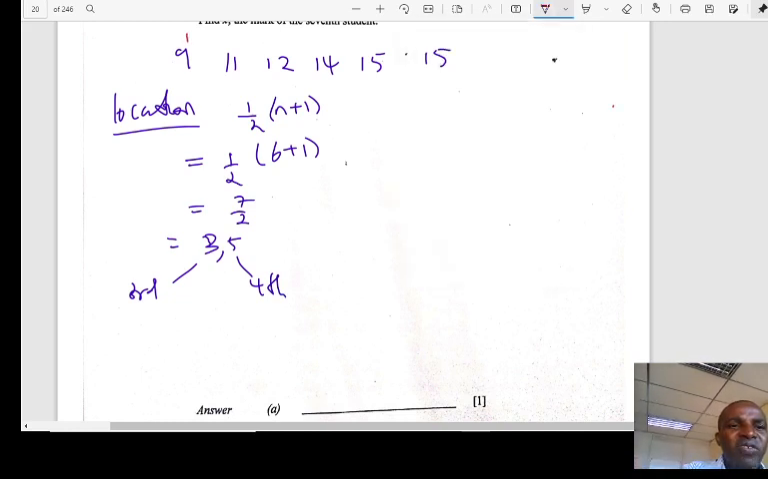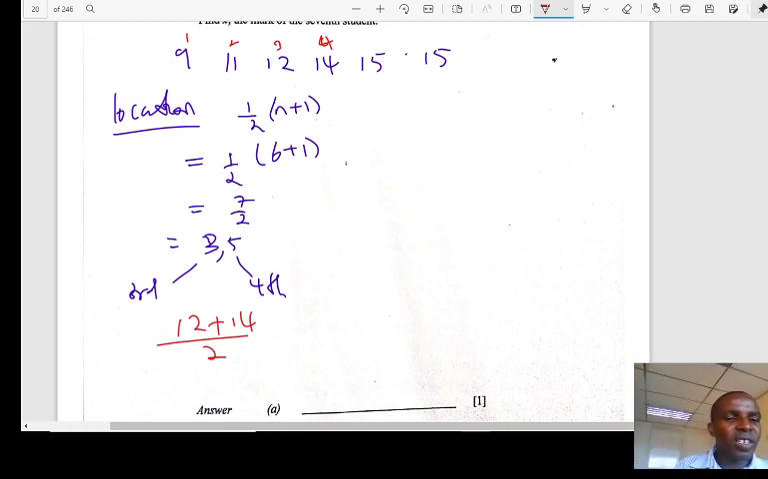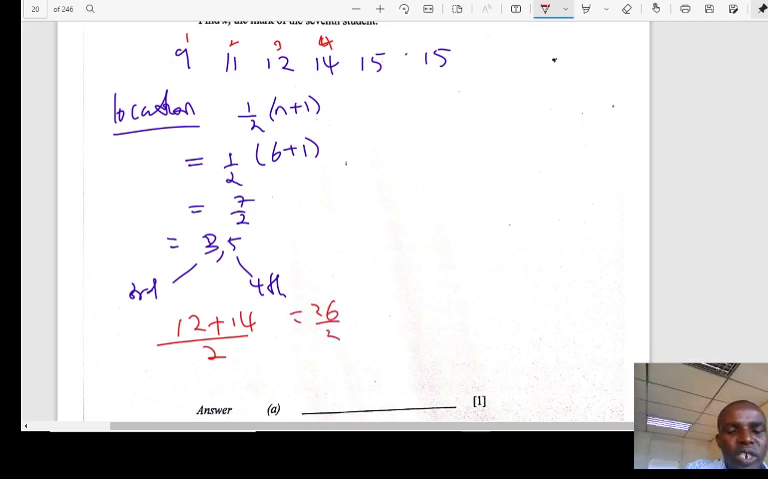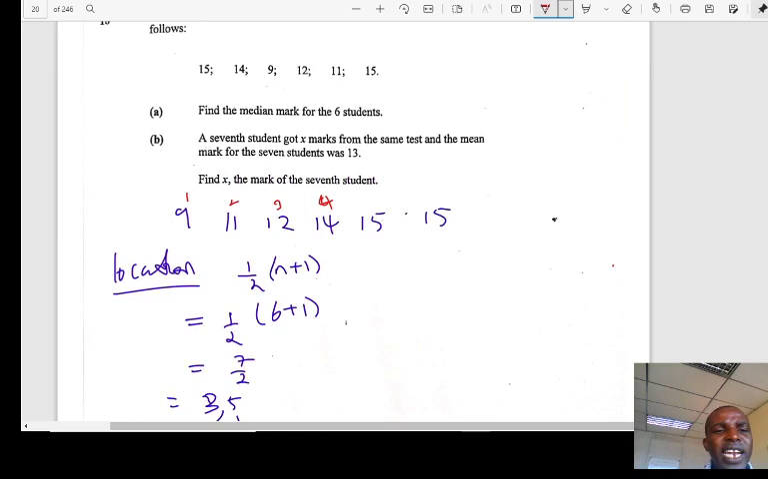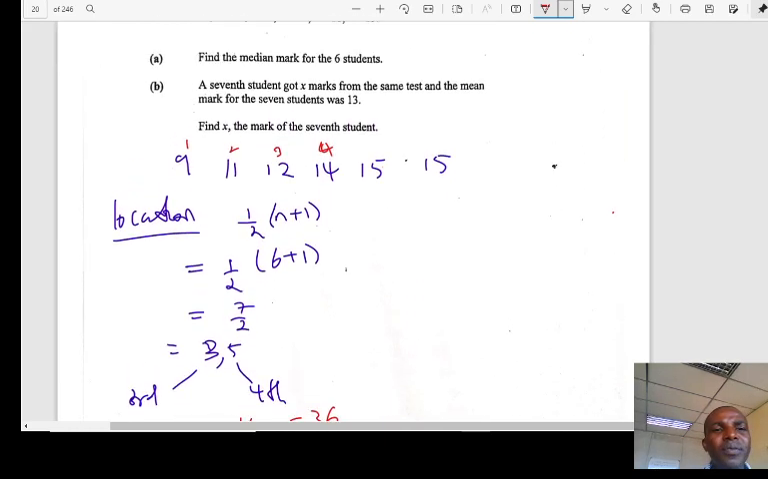So 9 is the first, the second, the third. So the third and fourth, as you can see here, is 12 and 14. So you add the two values, third and fourth, then you divide by 2. Then 12 plus 14, what do you get? It's actually 26. So it will be 26 over 2, which is equals to 13. So 13 is the median. Done. Then next question, part B.